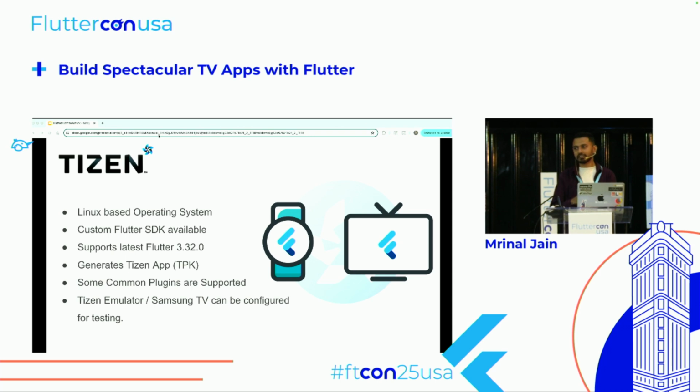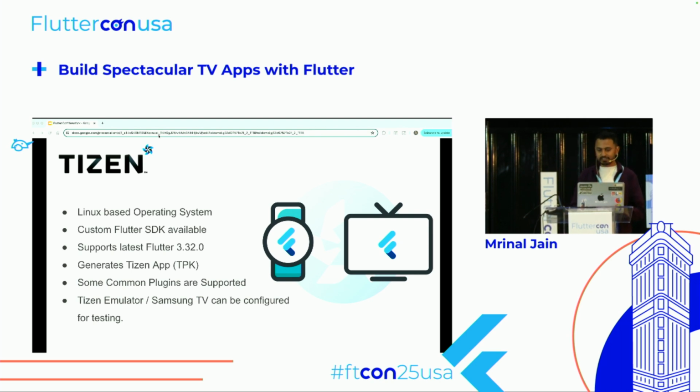You'll have to use a custom Flutter SDK for this particular operating system. It supports the latest Flutter SDK. It generates the Tizen package file, which is a TPK file. Again, a small caveat with the plugins, that not all the plugins are supported. Most of the official plugins which are supported by Flutter are available, just like video player and connectivity, and all the Flutter community plugins which are there are available here as well. And then they have all the available emulators, and Samsung TV can be configured with this particular emulator. So you can start using that.